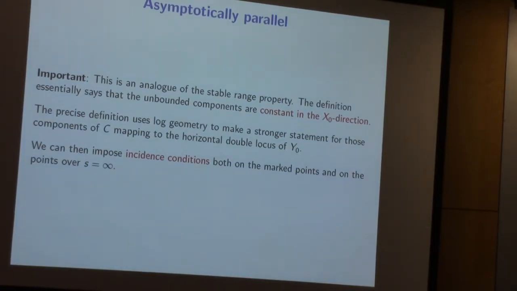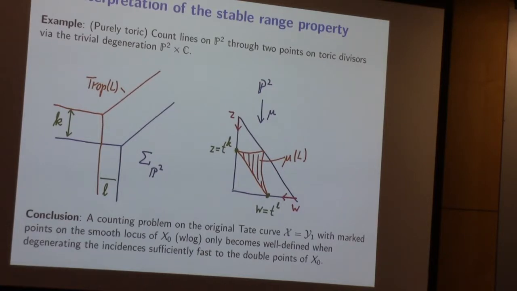There's a projection of our x0 tilde to x0, the central fiber, this union of P1s, and these unbounded components should just be products. The precise definition has to be a little bit careful with the components that go to the double locus, but let's ignore this here. There's a statement that makes it compatible with blowing up, introducing more components. Then you would make sure that it would still stay asymptotically parallel. And then we impose incidence conditions at infinity. This is just a projection to the x0 direction.